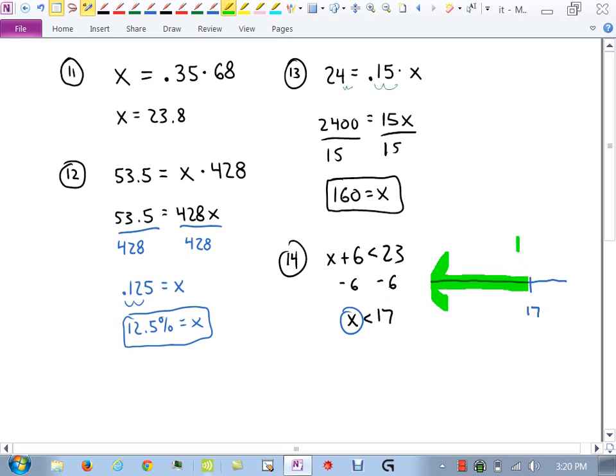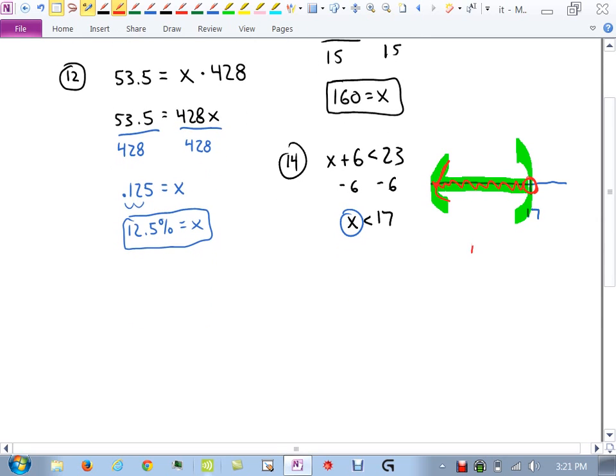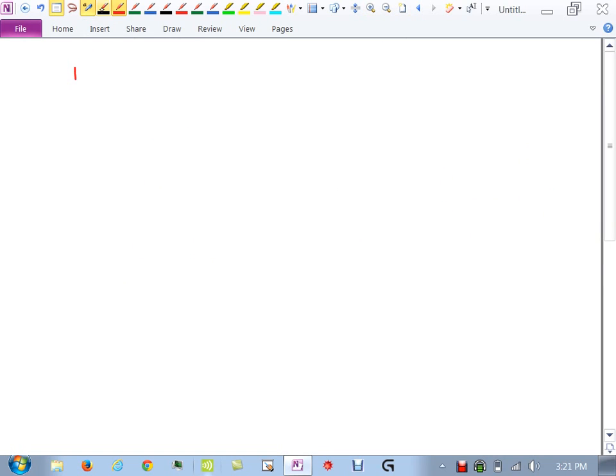So what we do is we put a big old parenthesis type thing here instead of a bracket. I also showed you in class that you could put an open circle here and then shade this way. Either way, I'll accept it. So I'm looking for this picture on the test. New page, 15.